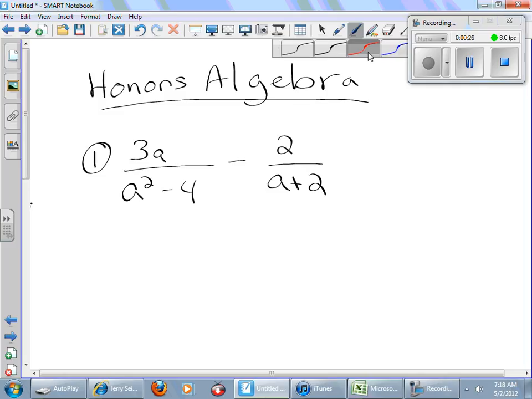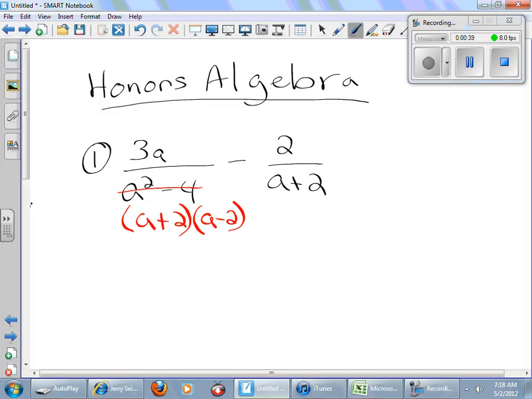Before I go looking for the LCD, the first thing I'm going to do is factor the denominator of the first fraction. I notice that's the difference of perfect squares. It'll factor as a plus 2, as a quantity, times a minus 2, as a quantity. All right, now I can go looking for my LCD.